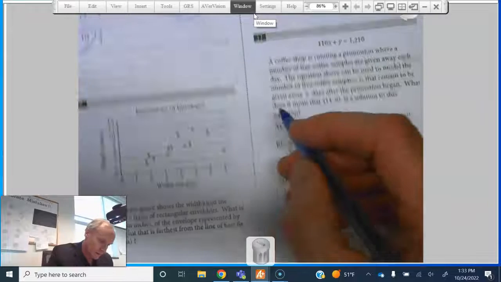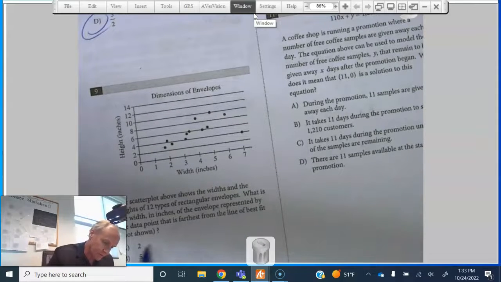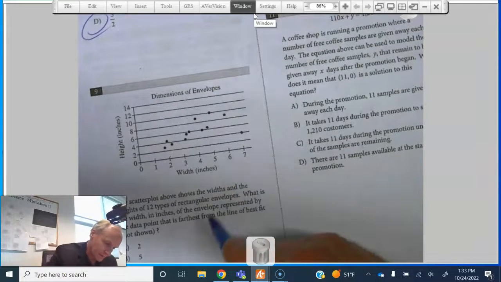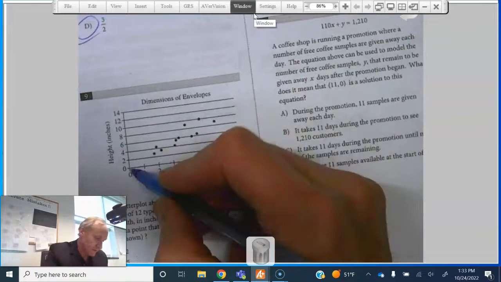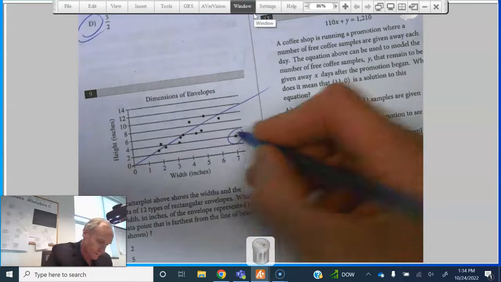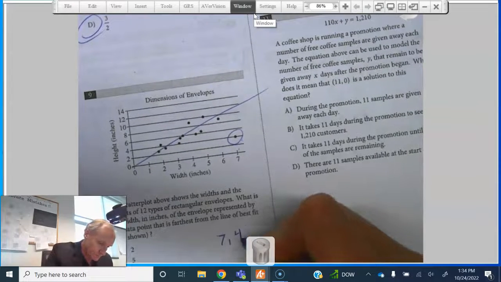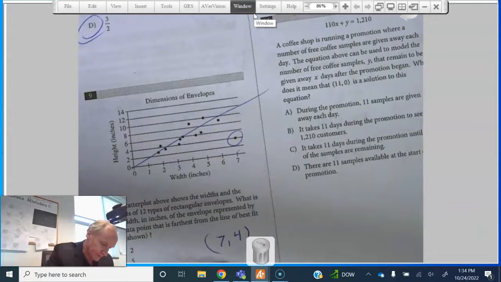Yep. The scatter plot above shows the width and height of 12 types of rectangular emblems. What is the width in inches? My data point is the farthest from the best fit line. This is, of course, the best fit line. The one that's furthest away is 7, 4. What is the width? Which is going to be 7. That's all.